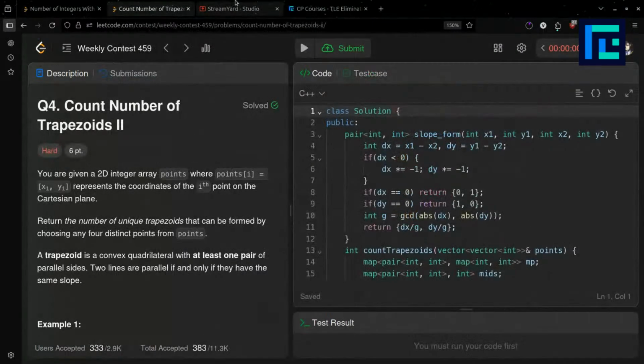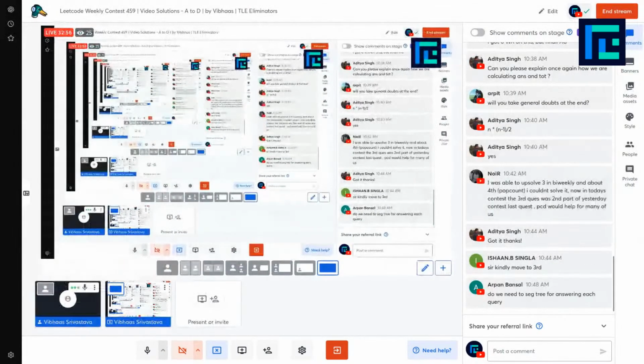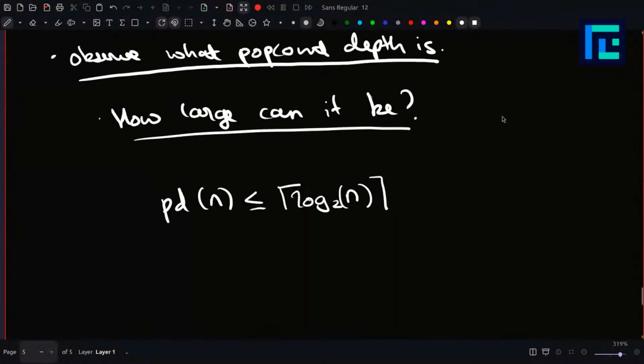We can say that the pop count depth of n will be less than or equal to... Do we need a segment tree? You can do it with a segment tree, or you can do it with a Fenwick tree, or you can do it with an ordered set. So any of the three methods will work. Okay, but we'll get to that part.